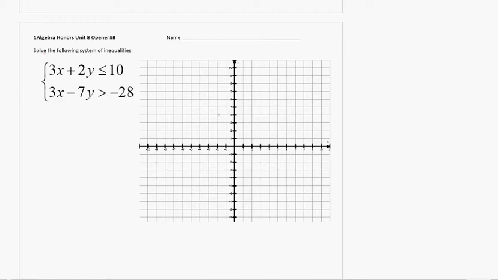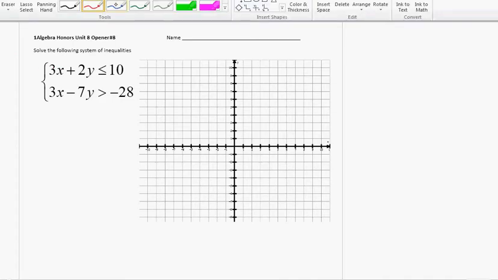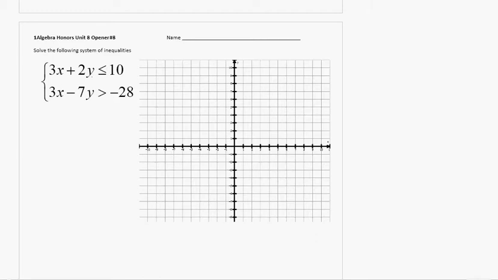So what we're going to do is graph each one of these inequalities separately, and then determine where on this plane both of the inequalities will be true. So we'll do them one at a time. I'll start with the first one, and the first one I'll be doing in blue.